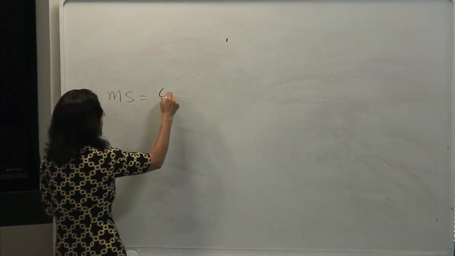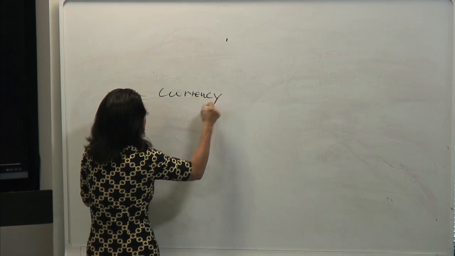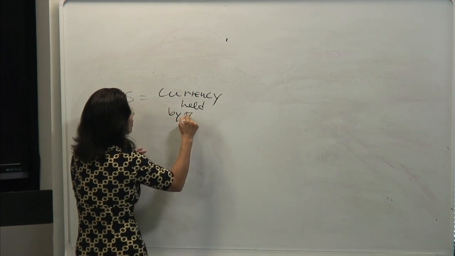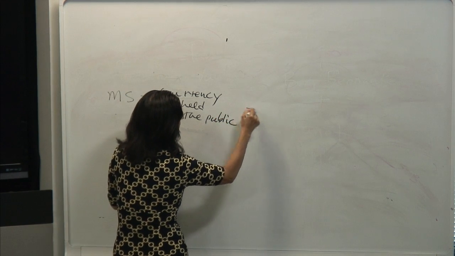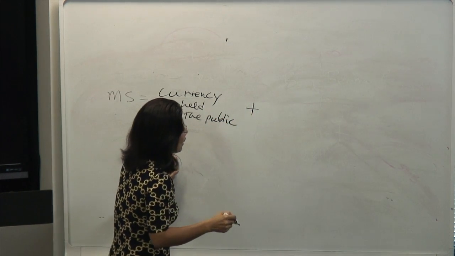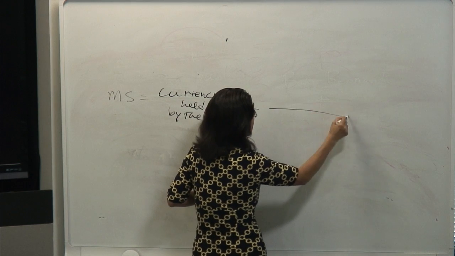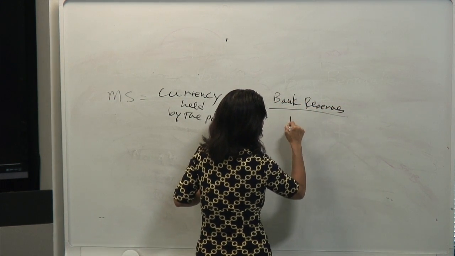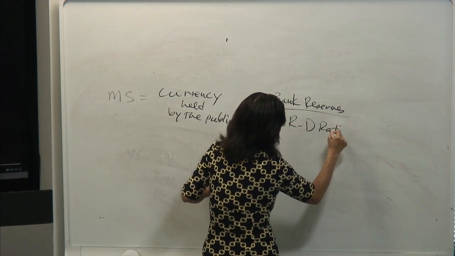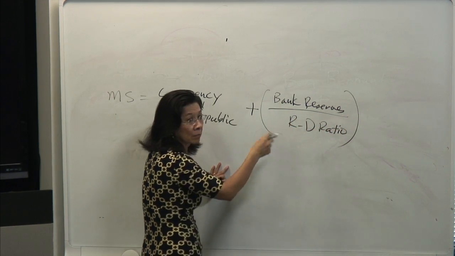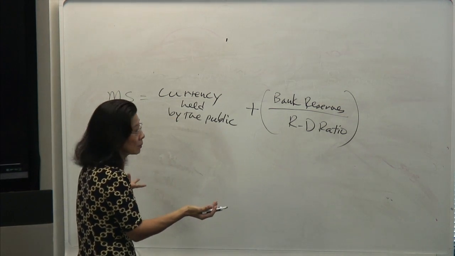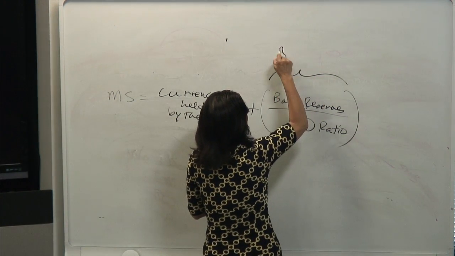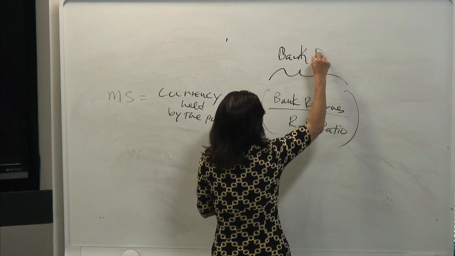Currency held. Okay, very good. Currency held by the public. And? Bank deposit. Remember this one? That you did an in-class exercise? Bank deposit. Okay, bank deposit is bank reserve divided by the RD ratio. This whole term is known as bank deposit, okay? So this is a review.